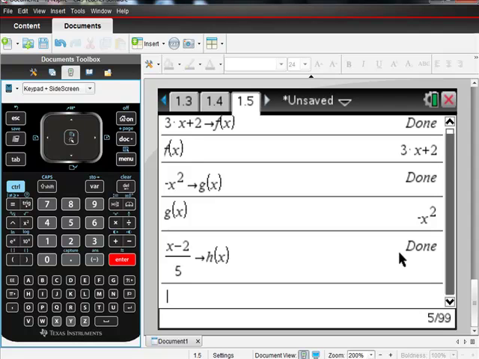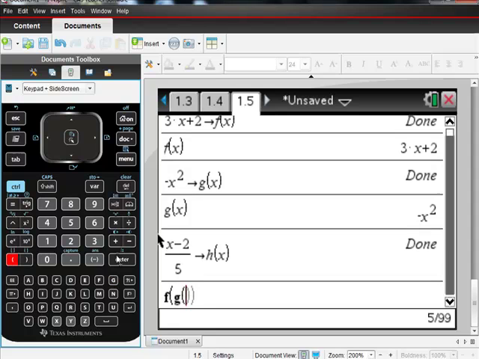So the next thing I'm going to do from here is start to evaluate some stuff and see what I get. Here are the things I'm asked to evaluate. I'm asked to evaluate f of g of negative 3. So I'm going to type that in: f, I'm going to open it, of g of negative 3. You don't have to close the parentheses.